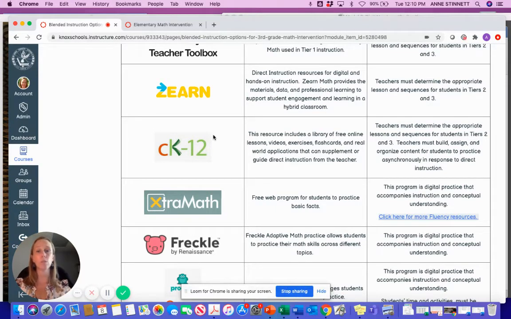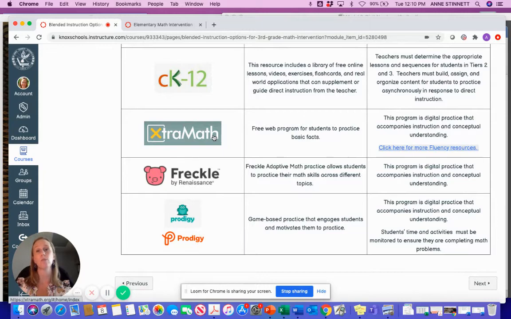We also have resources we've used in the past, like Extra Math, Freckle, and Prodigy. Extra Math is basic facts practice only, sort of like flashcards. Freckle, you can pick and choose different skills, or you can run students through some extra practice on skills chosen by the teacher. Used to be called Front Row. It's the same program. And then we also have Prodigy, which is a game-based program.